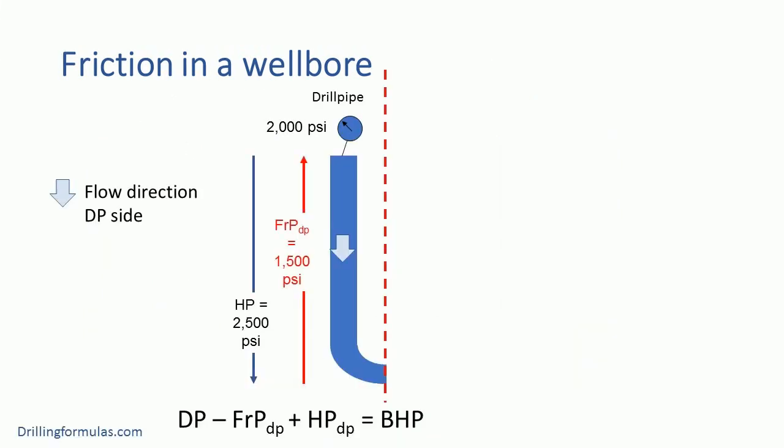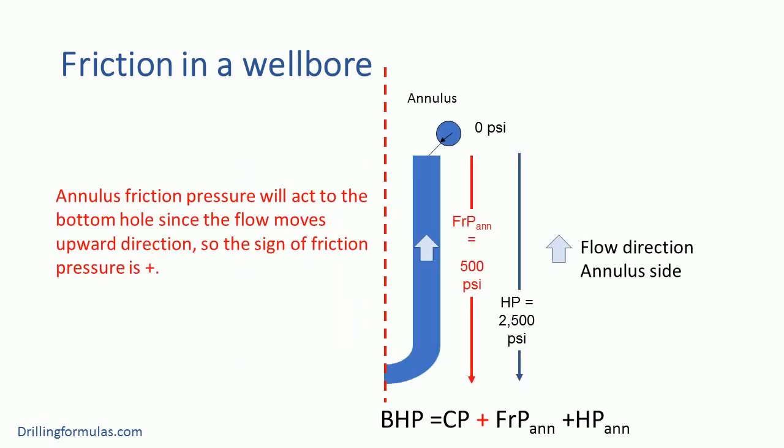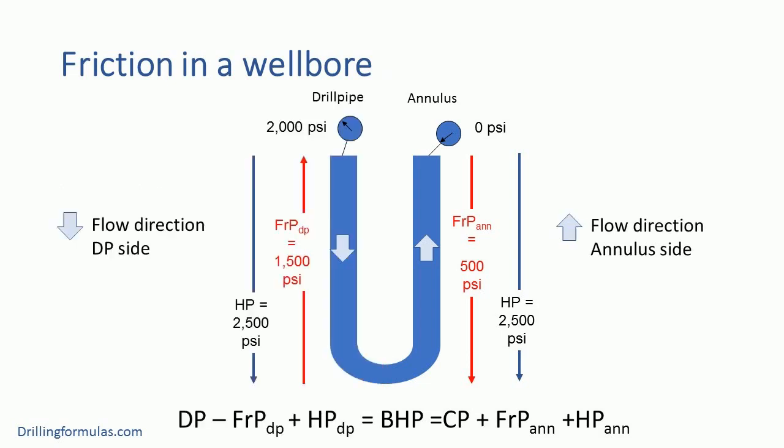This is the relationship on the drill pipe side, as shown in the equation below. Drill pipe pressure minus friction pressure in drill pipe, plus hydrostatic pressure in drill pipe, equals bottom hole pressure. The relationship at the annulus side is shown in the equation below. Bottom hole pressure equals casing pressure, plus friction pressure in annulus, plus hydrostatic pressure in annulus. You will see that in the annulus, friction pressure acts on the bottom hole, since the flow moves in the upward direction, so the sign is plus. This is the relationship of the whole system.